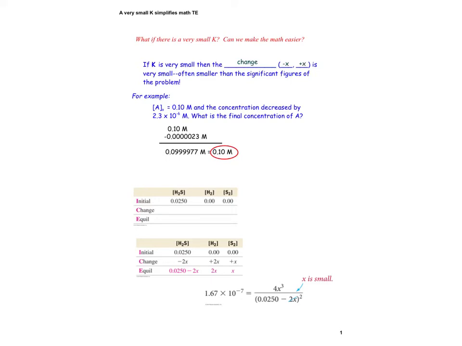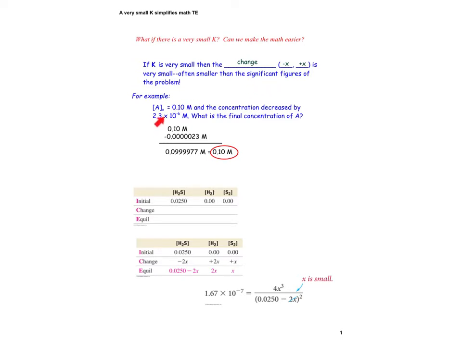Let's take a look at what happens when k is very small. When k is very small, it turns out that it can be difficult to graphically identify the x values. But we don't need to worry about that, because if k is very small, then the change is going to be very small. And it's going to be so small that we don't even have to worry about it.